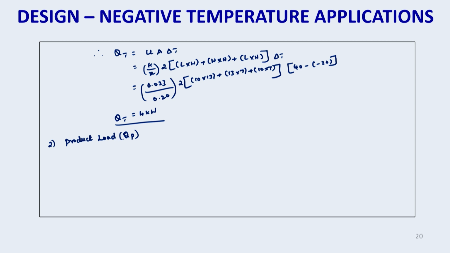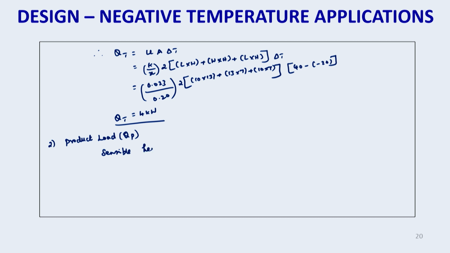Q suffix P, the product load. The initial temperature of the product is given, the loading temperature is given, and the freezing temperature and the temperature below freezing. So four temperatures are given: T1, T2, T3 and Tf. First I will calculate the sensible heat.